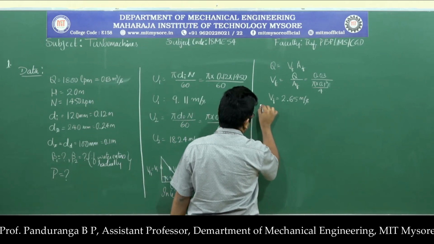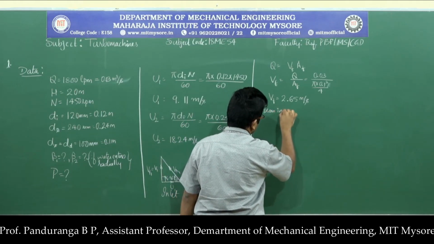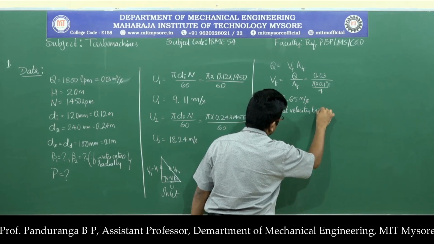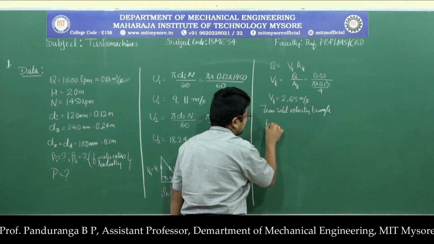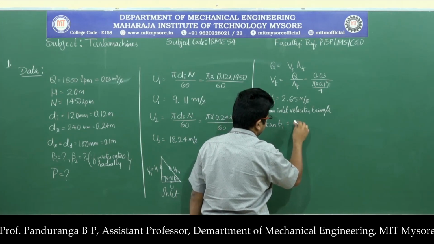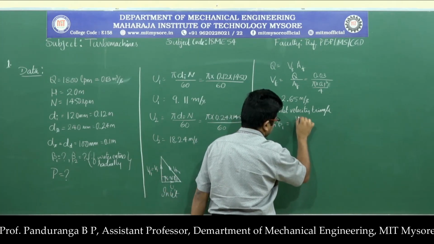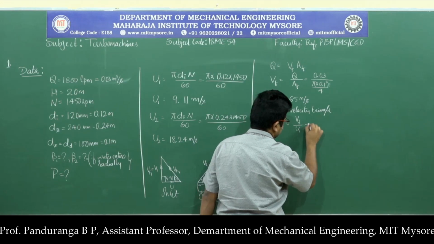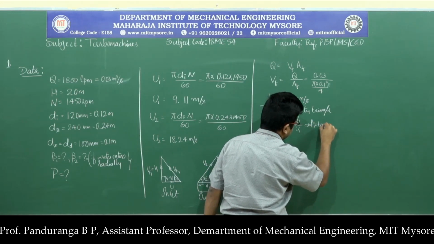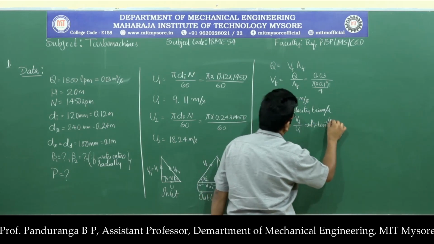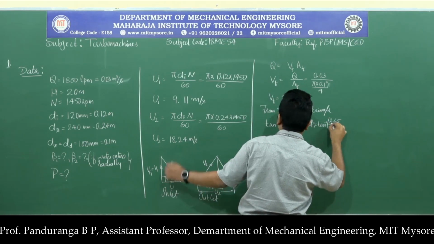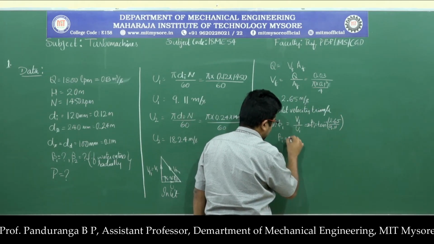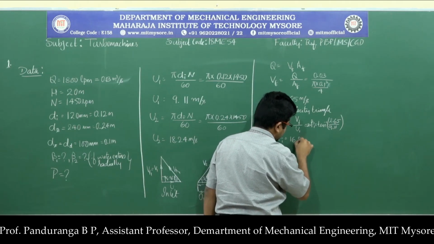So from the inlet velocity triangle, tan beta 1 will be equal to opposite divided by adjacent side. The opposite is Vf, divided by the adjacent, which is u1. So beta 1 will be equal to tan inverse of Vf, which is 2.65, divided by u1, which is 9.11. So I will get beta 1 equal to around 16.2 degree.